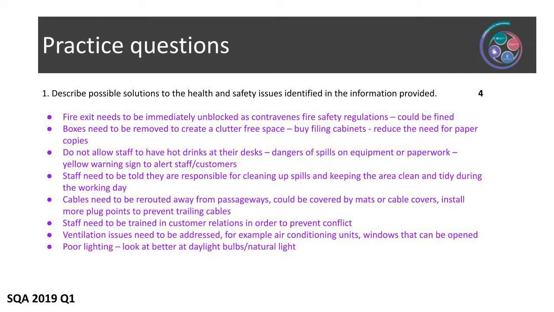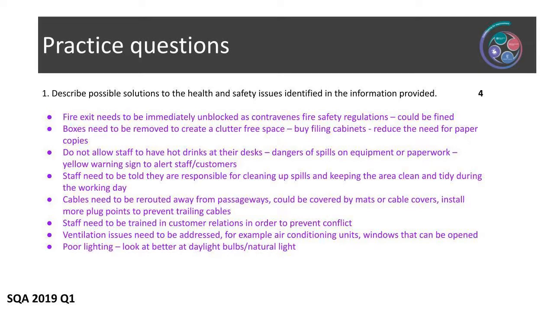Do not allow staff to have hot drinks at their desks because we've got a danger of spills on equipment or paperwork. I'd also suggest that there could also be dangers to customers and colleagues who are working there, because a spill of a hot drink on a child, for instance, would be disastrous. So a solution to that is communicating that staff aren't allowed hot drinks at their desks, and having maybe some yellow warning signs to alert staff or customers that they shouldn't have hot drinks on the premises or within the customer facing area.